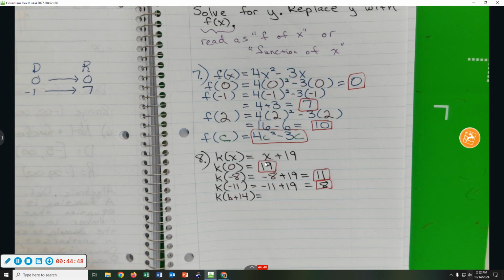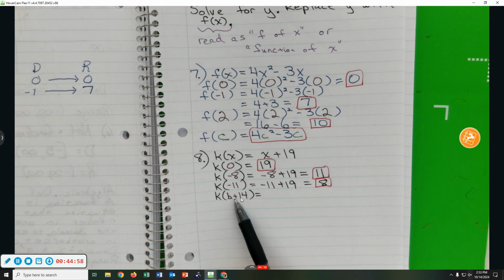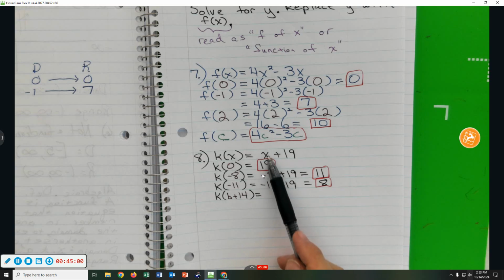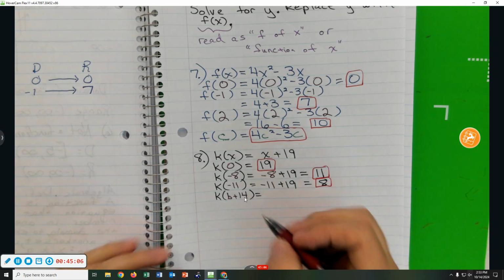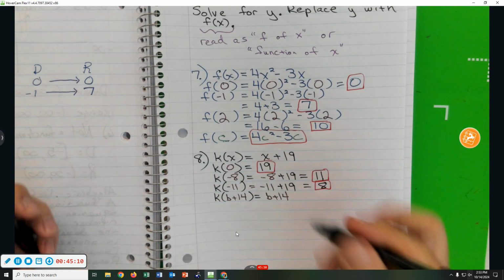k of b plus 14. We know how function notation works. You go to the function and you replace the variable with whatever's inside the parentheses. So in this case, we're going to replace that one letter x with b plus 14, and we still have that plus 19 there.